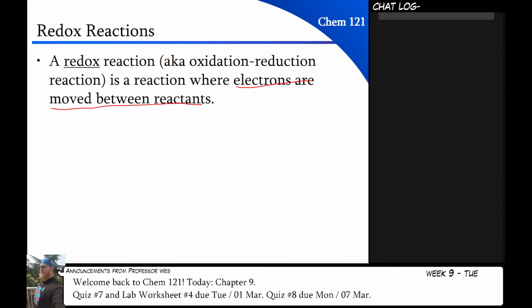Okay, so the first terms that we want to define are these two right here. We've got oxidation and reduction, which are different types of half reactions, I should say. And then redox is both of those put together.